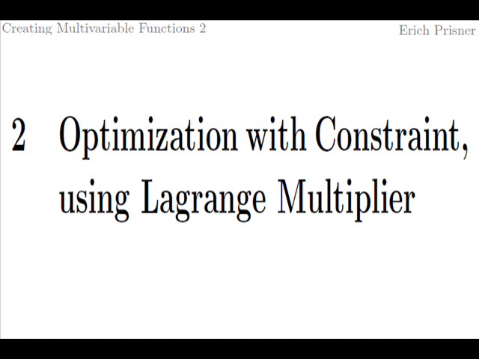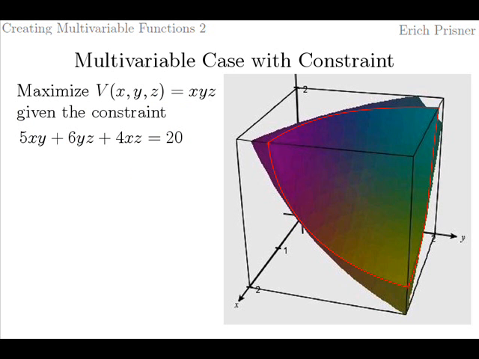Let's now move to the second approach, optimization with constraint using Lagrange multipliers. We discussed this approach in the first part of the lecture. We formulated the problem as: maximize the volume v of xyc equals x times y times c, given the constraint 5xy plus 6yc plus 4xc equals 20.